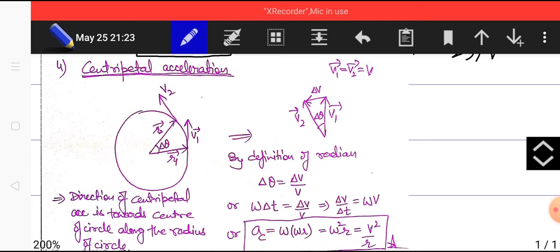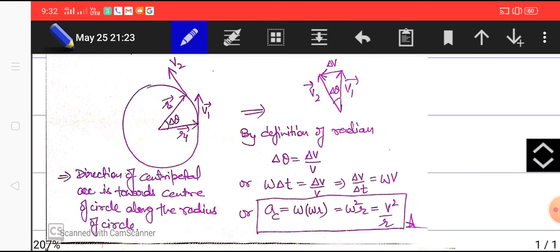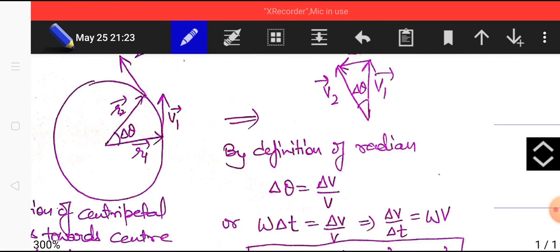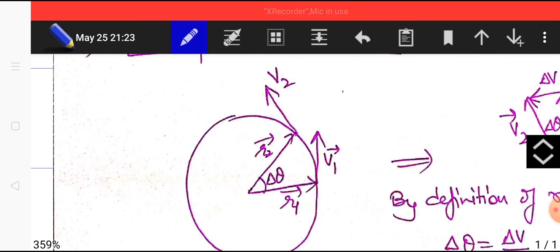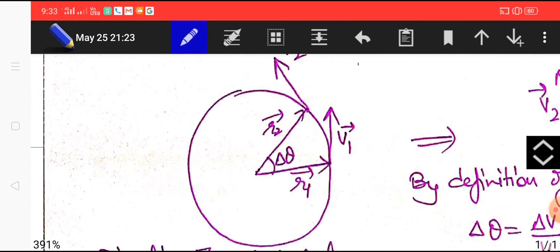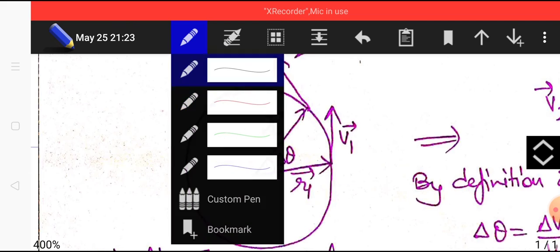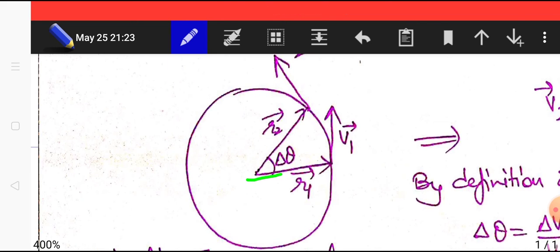Centripetal acceleration, as I was telling you, is due to the change in direction. Here is the derivation for centripetal acceleration. It is a little tricky one step here, so please observe with full attention. Here we have r1, the radius vector. An object is at P and moves to Q.